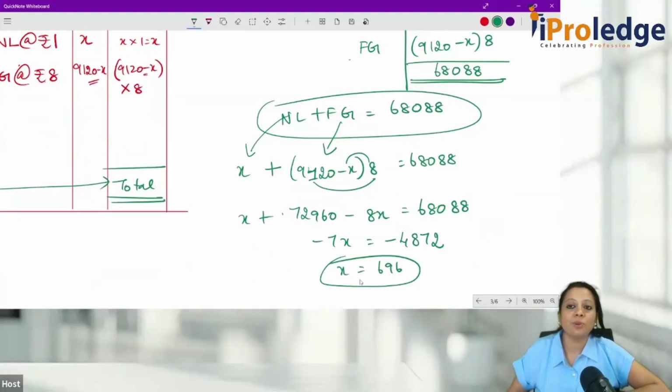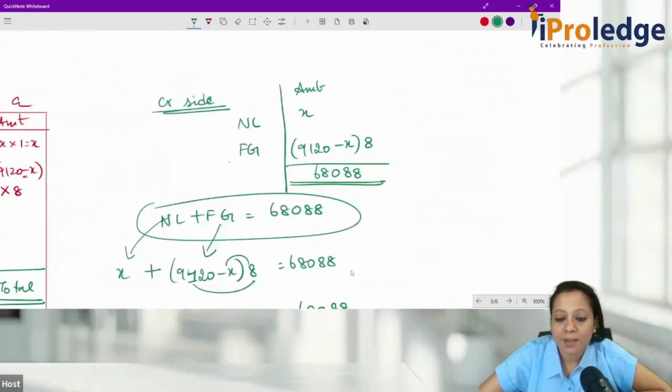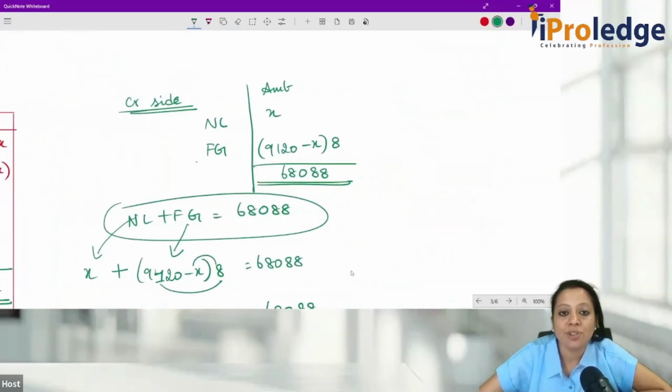Ma'am, X is the number of units. Chalega, because it is going to be what? Rate is equal to rupees 1. Yes, ma'am. So anyone who wants to write this, please write quickly. We have done the calculation for normal loss units because X is equal to normal loss units.